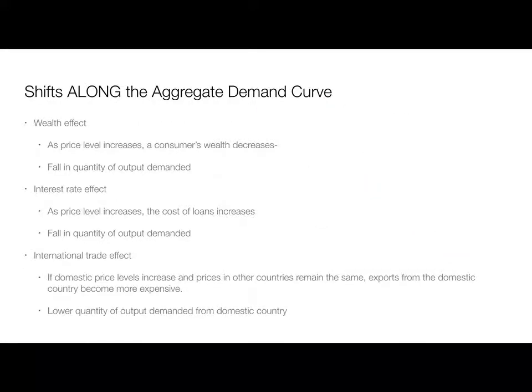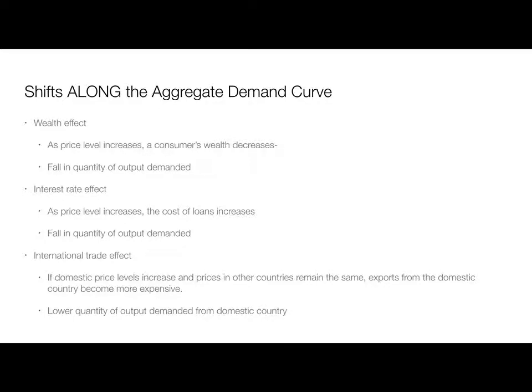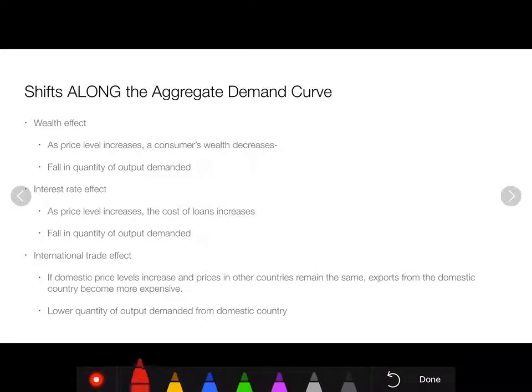Now, I want you to write these down, but this is not where you're going to spend the bulk of your time with aggregate demand. There are three components that will shift aggregate demand along the curve: wealth, interest rate, and international trade.